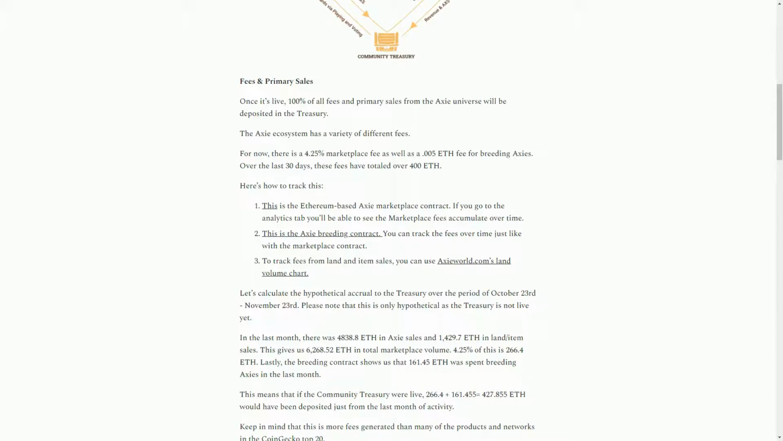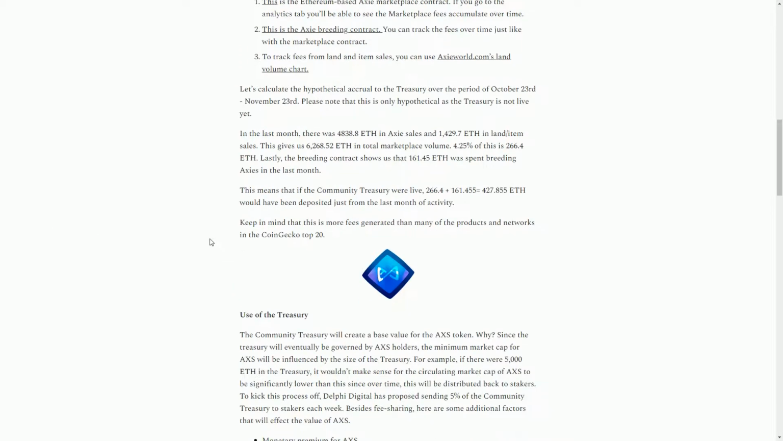But we can see already, although Axie isn't a big game, there's enough activity around this to generate a reasonable sum of money. Now this would be getting on for $600,000. So what's happening here is that, as it says here, if this community treasury was live, there'd be this amount of ETH deposited into it, because that's the share that the token holders receive.